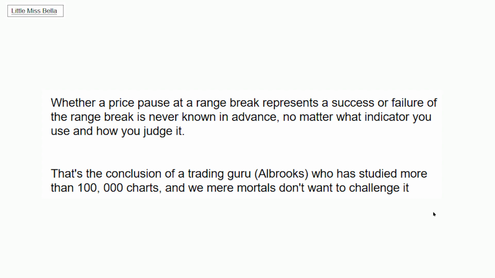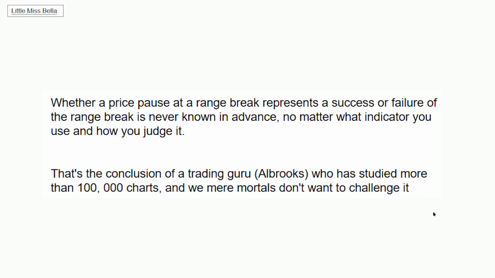One last thing before we get into the teaching of range trading is whether a pause in the price of a range break represents a success or a failure of a range break. We can never know in advance, no matter what indicator you use or how you judge a range break. It's the same. The indicators that filter a range break have a very strong lag. Some people say use volume to judge a break.